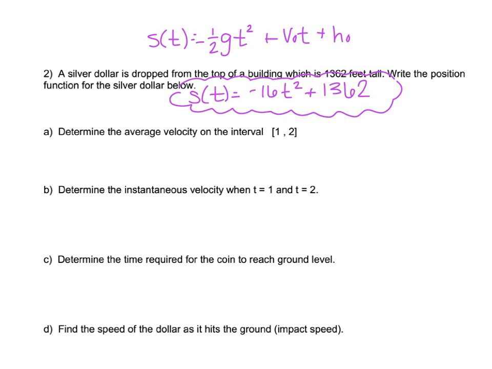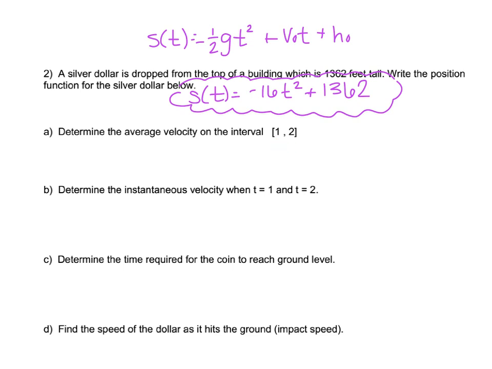That means we can find a lot of information actually about that coin. We can figure out how long it takes to get to the ground, how fast it's going when it gets to the ground, how it's changed, what its speed is at any specific point in time. So we'll answer a lot of those questions. Determine the average velocity on the interval 1 to 2. That's meaning from 1 second to 2 seconds, what's the rate of change of that coin? And that's what we're going to figure out.